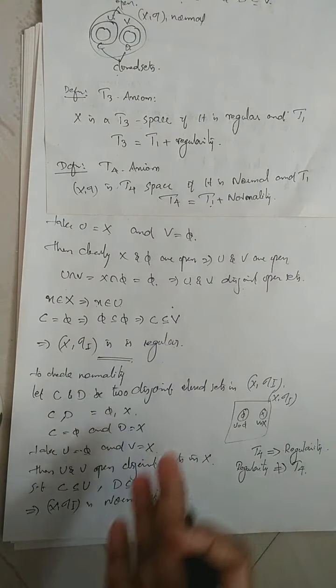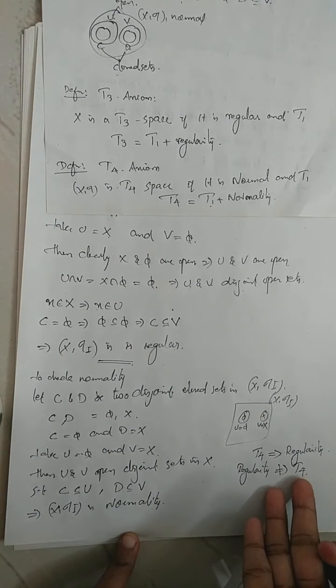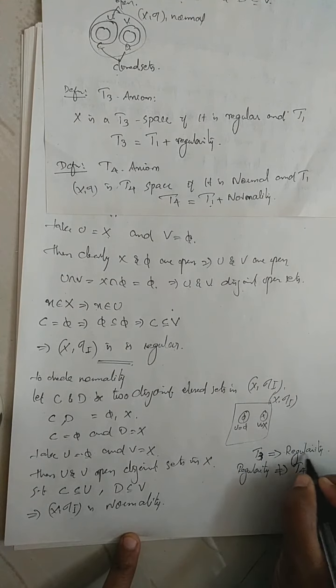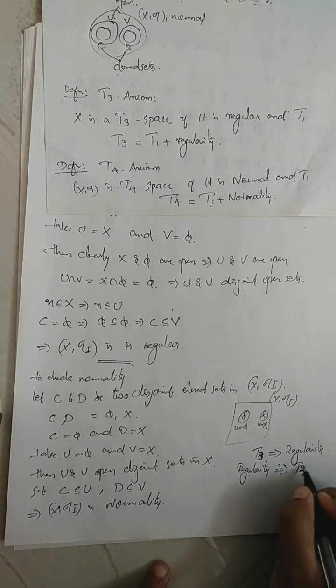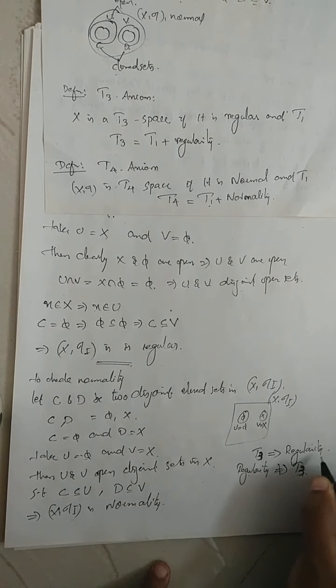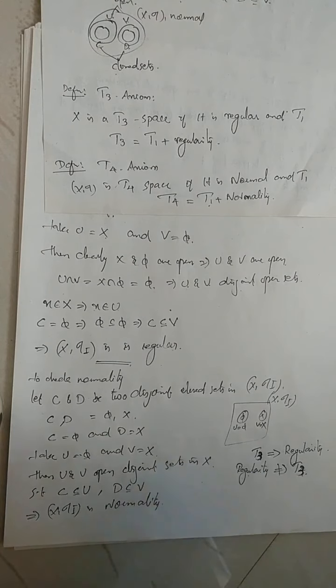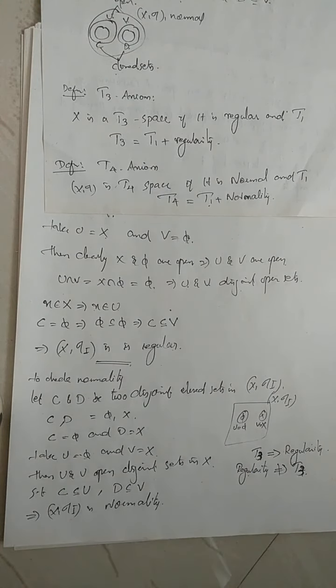So the indiscrete topological space is an example which is not T1 but it is regular, and it is not T3. So it is regular but not T3. I'm sorry, there was a mistake before. A T3 space always implies regularity, but regularity doesn't imply T3. Do you understand?